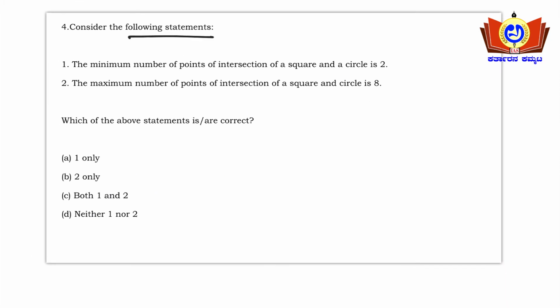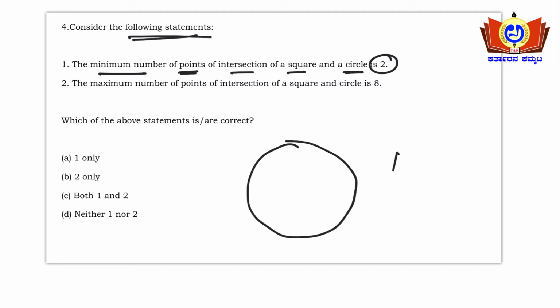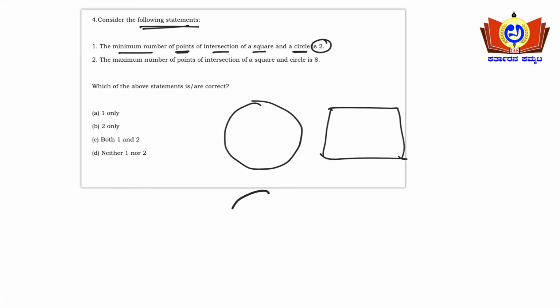Consider the following statements here. The minimum number of points of intersection of a square and circle is 2. Okay, the square and circle are intersecting, my dear friends. There is a circle here and there is a square here. So what is the question here? The first statement tells that the minimum number of points of intersection of a square and a circle is 2. So it shall be like this here, my dear friends.